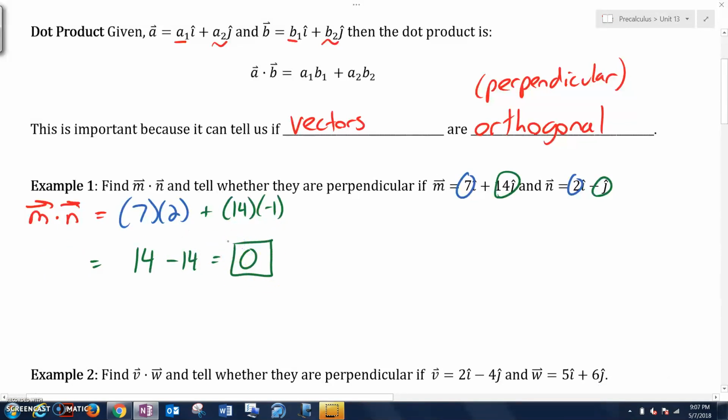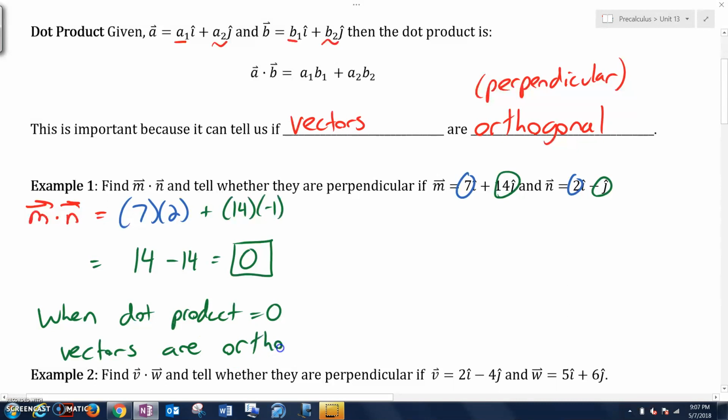Now, this actually means something. When the dot product is 0, the vectors are orthogonal or perpendicular. Okay, so this tells us that the vectors are orthogonal.